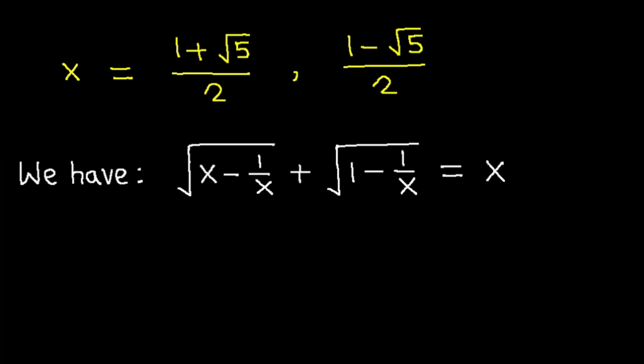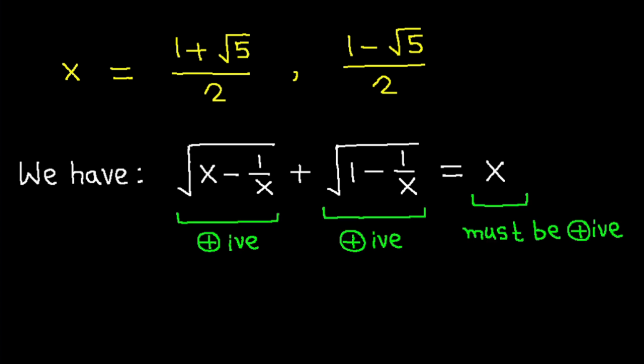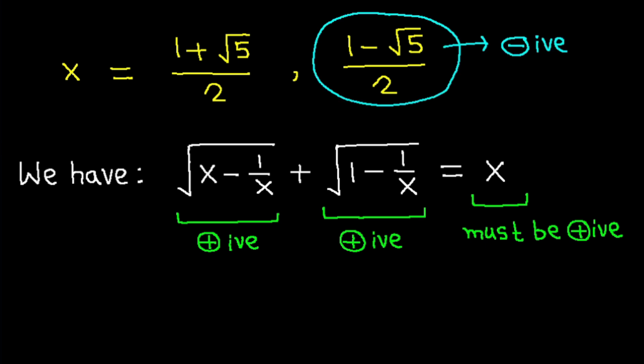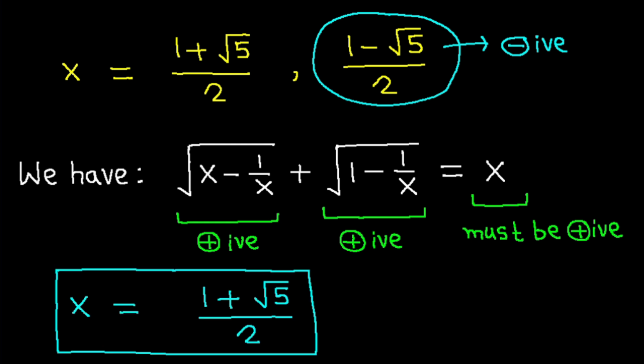However, let's look at the original equation. The sum of two square roots must result in a positive number. Since the sum equals x, x must be positive. 1 minus root 5 is a negative number, so we must reject that solution. Therefore we are left with only one valid solution. x equals 1 plus root 5 over 2. And there we have it, the golden ratio.